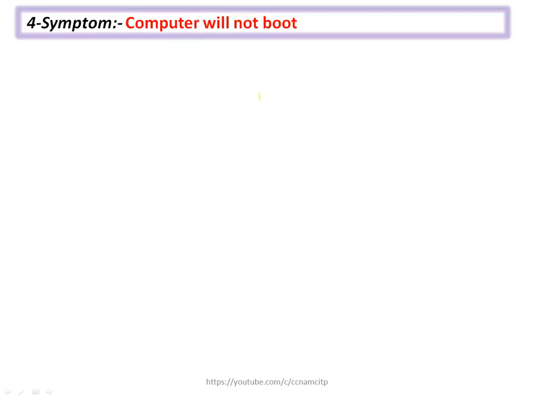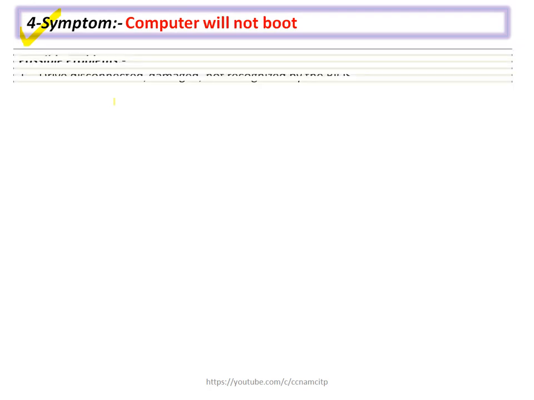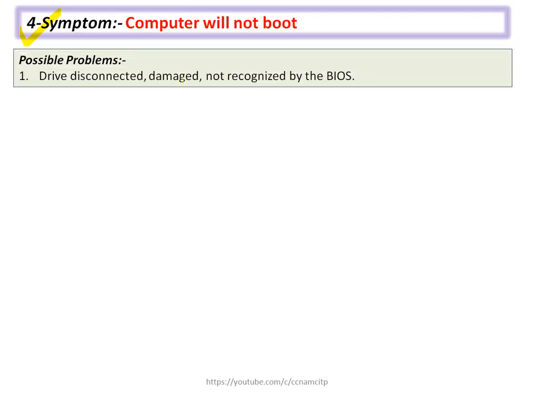Okay, the next symptom is computer will not boot. So symptom 4, your system is not booting. So what could be the problem? Drive disconnected, damaged, or not recognized by the BIOS. So your hard drive might be disconnected from your system, or the SATA cable is not connected to your hard disk, or this hard disk has completely gone damaged. These are the basic problems.